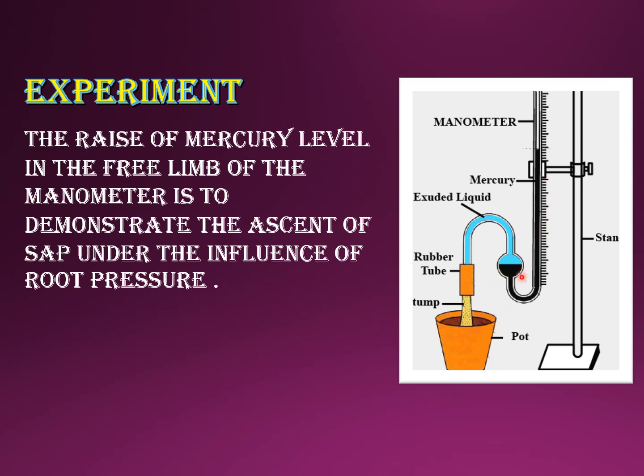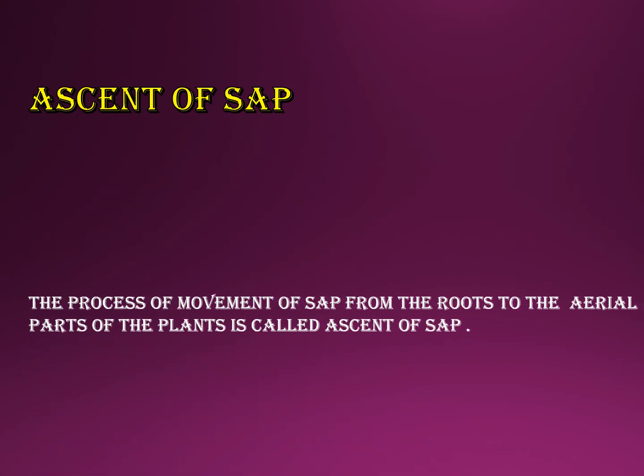Now, why did I tell you a well watered potted plant? If it is well watered, it will absorb water. As the root is absorbing water, due to root pressure, it will move to the aerial parts. As it moves to the aerial parts, it will apply pressure on this extruded water column. This water will apply pressure on the mercury level, and the mercury level in the manometer will increase. This shows that root pressure is created in the plant body. So this is also root pressure and ascent of sap. Ascent of sap is taking place.